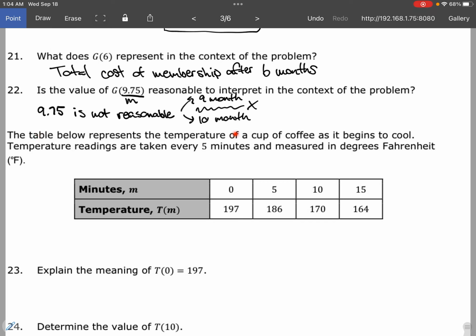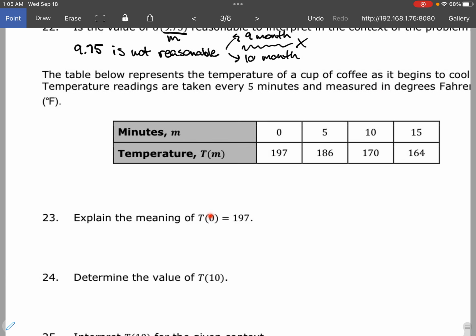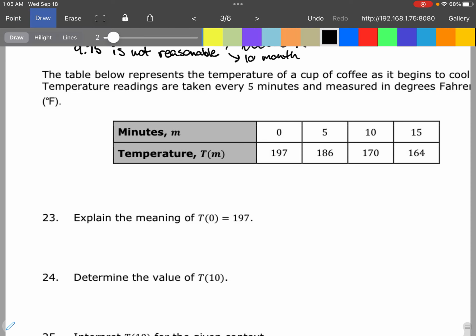The table below represents the temperature of a cup of coffee as it begins to cool. Clearly, it started hot and the temperature decreased over time. And right now, the time is in terms of minutes, okay? Temperature readings are taken every 5 minutes and measured in degrees Fahrenheit. Explain the meaning of T of 0. Zero is in place of M, which means 0 minutes. So this represents the temperature in Fahrenheit of the coffee before it started to cool off.